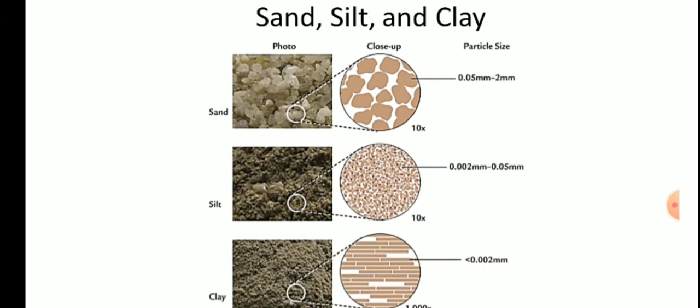Again you can see the soil particles looking like big particles, whereas in silt the particles are small and the clay particles are further smaller than both of them. Okay, so these are the three kinds of soil with their particle size.